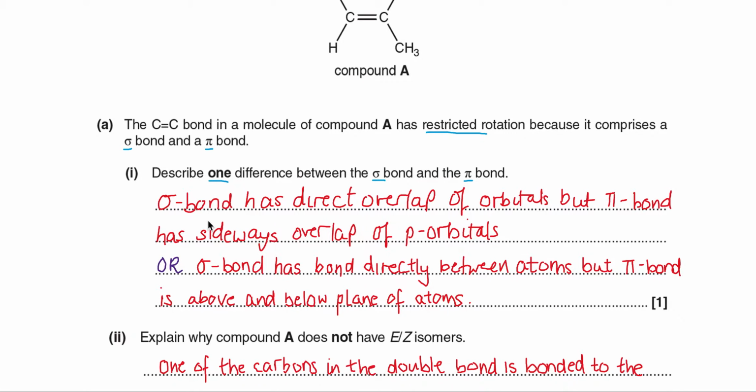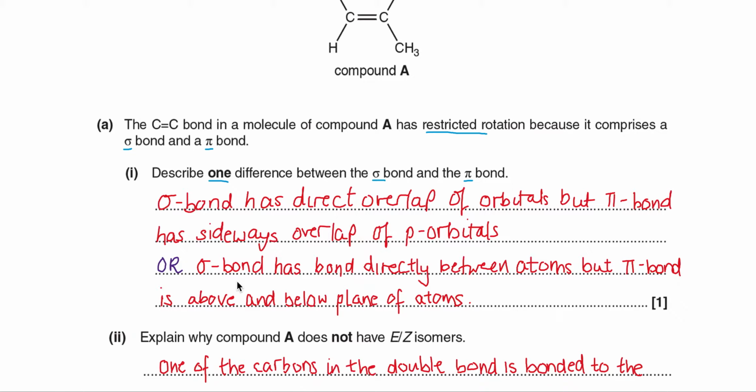So you could have said that for a sigma bond, there's a direct overlap of orbitals, whereas for a pi bond, it's a sideways overlap of p orbitals. Okay, a sigma bond is either the direct overlap of s orbitals or p orbitals, whereas a pi bond is sideways overlap of p orbitals only. Or you could have said about a sigma bond having the bond directly between atoms, whereas a pi bond is above and below the plane of the atoms.